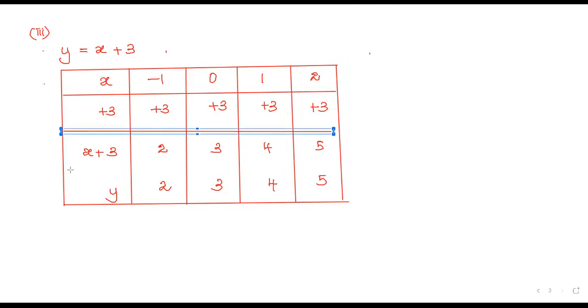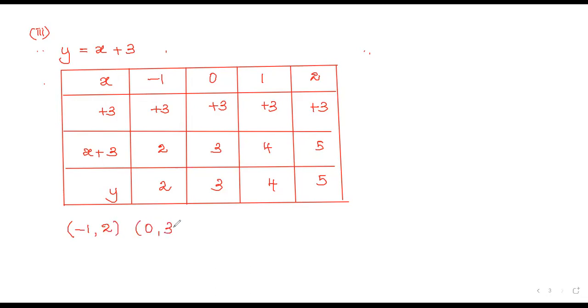Here I have taken an additional row, but you also can do it. First I wrote the x plus 3 row, then that x plus 3 row is equal to y. Therefore, I wrote the y one separately. Why am I doing that, children? It's easier for me to write the coordinates. Below the table, I write the coordinates. -1, 2. The next coordinate 0, 3. And the next coordinate 1, 4. The next coordinate 2, 5. So I write the coordinates like this.